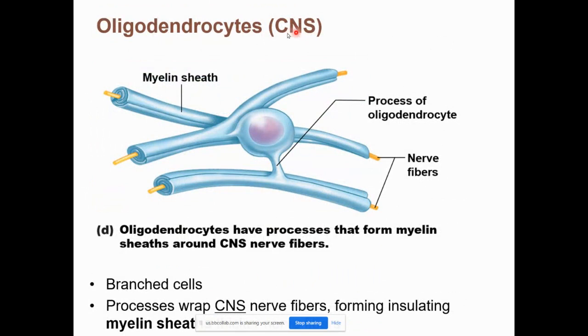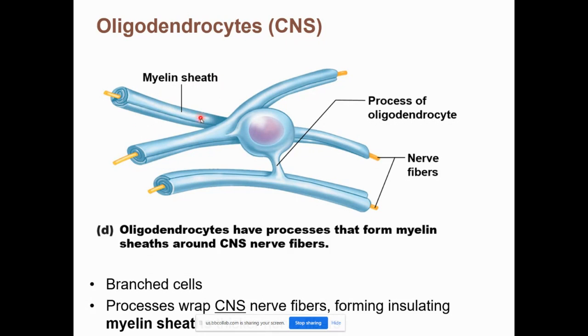Oligodendrocytes are the Schwann cells of the CNS, because the Schwann cells that make the myelin wrap around the axons are in the PNS. The oligodendrocytes wrap myelin around the axons in the CNS. And you'll notice there's no nodes. Remember we had the nodes of Ranvier?